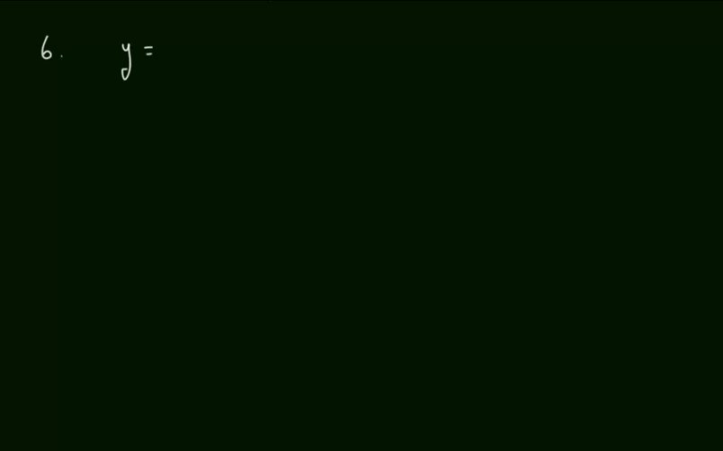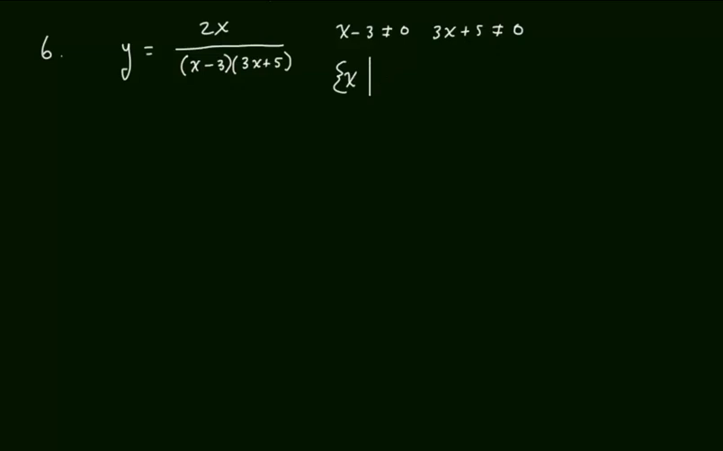Example number 6. No restrictions in the numerator. The denominator, thankfully, is factored for us, which makes it a little bit easier. The denominator can't equal 0, and there are two quantities that would make this equal to 0. x minus 3 cannot equal 0. 3x plus 5 cannot equal 0. So our answer is the set of all x such that x cannot equal 3, x cannot equal negative 5/3.